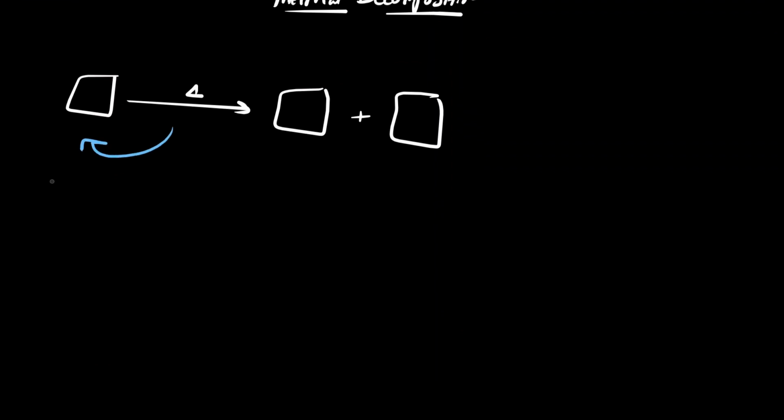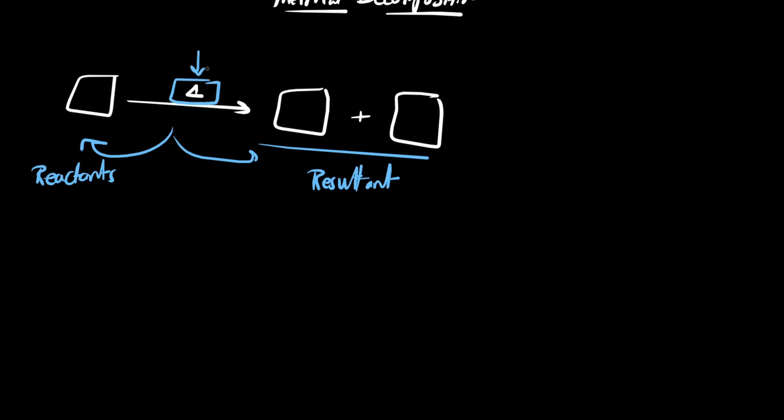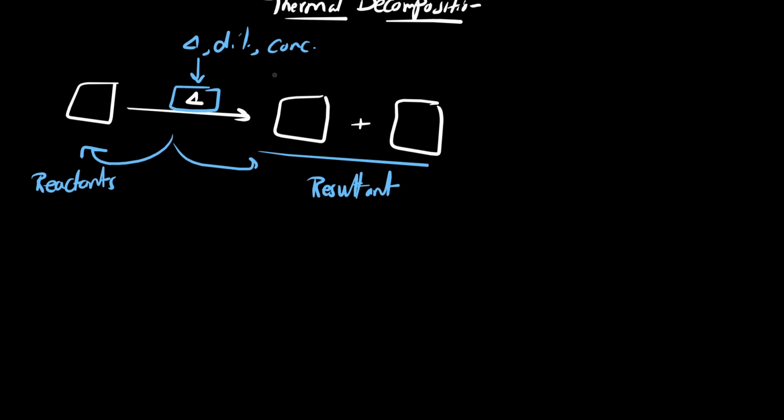So, let's say before the arrow, you have something called the reactants, and after the arrow, you've got the resultant. And above this arrow, you have the condition of the chemical reaction. Is it heat? Its symbol is the triangle. Or is it diluted acid, or is it concentrated acid? In today's lesson, it's only the triangle because it's a thermal decomposition, something related to thermal energy.